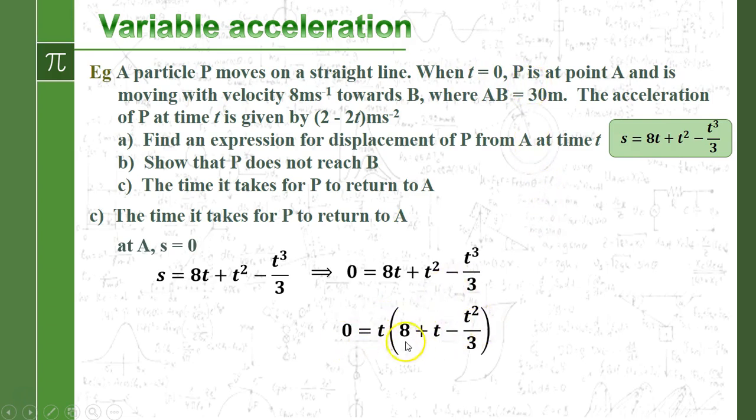What I need is the solution coming out of here. And again, it's up to you. Do you go quadratic formula, or you just take the easy option and chuck it into your calculator? Either way, you're going to get a value of t equals 6.63. And there we go. So that's the time it takes for P to return to A. Sorted.